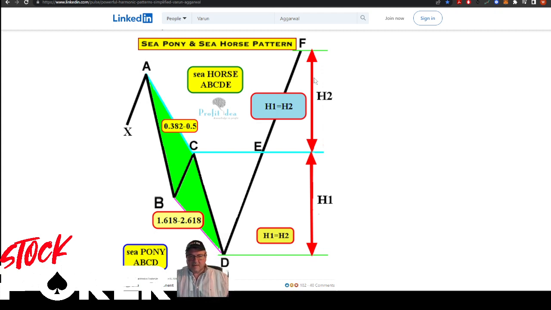I thought it was exciting. Whenever I see these sea horses, sea ponies playing out, for me, they've had a very high success rate in all these harmonics. And all a harmonic is, is a whole bunch of Fibonaccis that come together. Somebody gave it a fancy name, Sea Pony, Seahorse, back in the day, and that's what we trade.